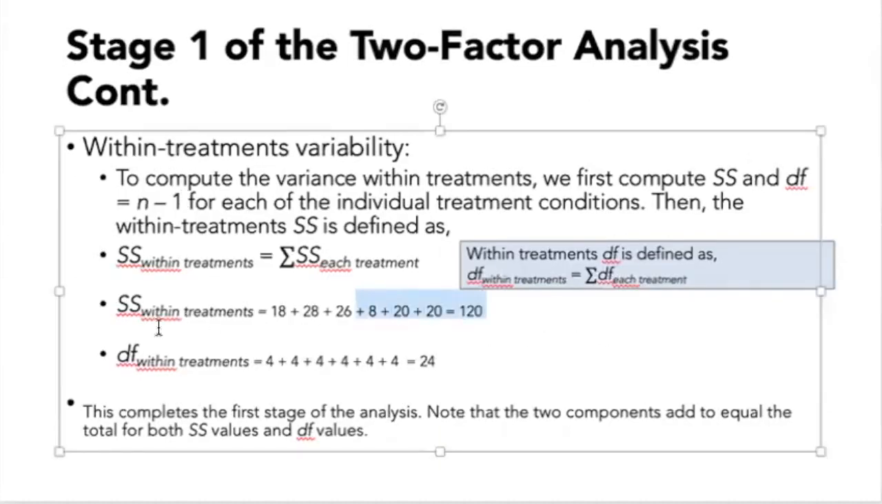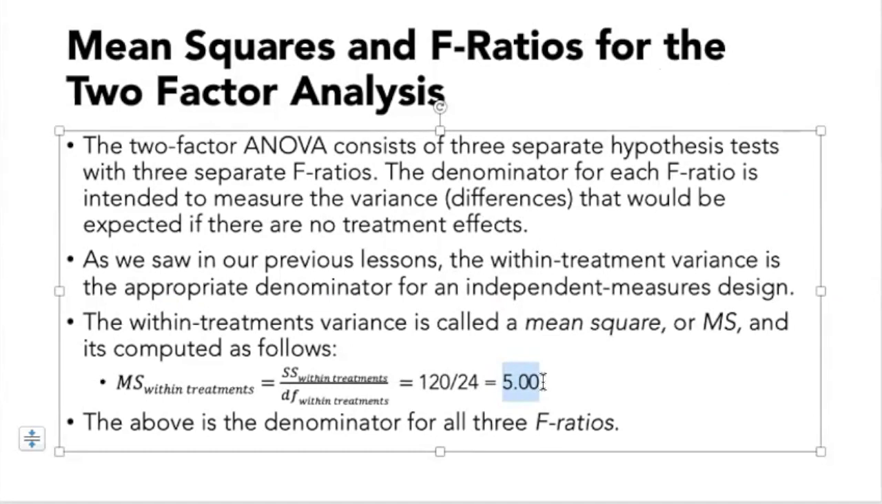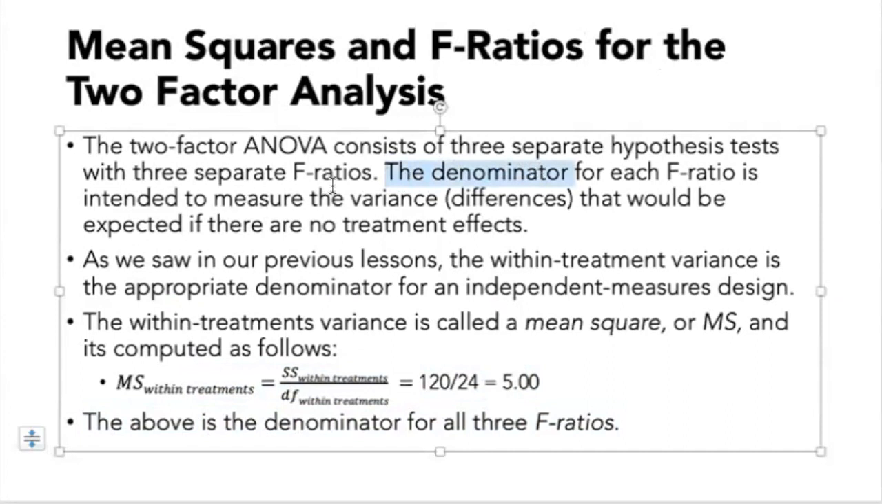This one. And then DF within treatments we have found along with that, that's 24. So the final answer is 5. So the above is the denominator for all F ratios. So this is how we find the denominator for all F ratios. Now we already know what our F ratio is. In F ratios, the denominator is variances or the differences that would be expected if there's no treatment effects. So in this example that we discussed, the denominator is going to be 5 always.